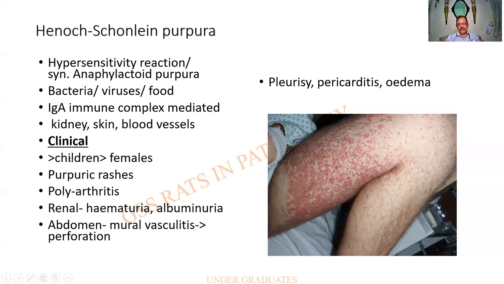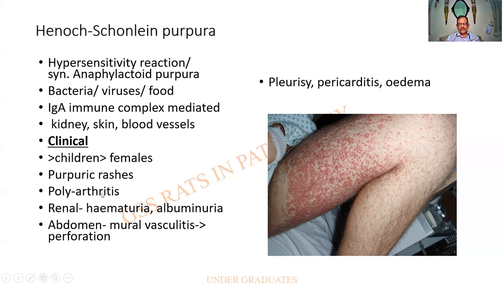Clinically, you find it is more common in children, more common in females. Most of the immunological disorders are more common in females. We shall see why at a later date. The rashes are purpuric. You find multiple dots are there. Sometimes they can coalesce together to form a larger area.